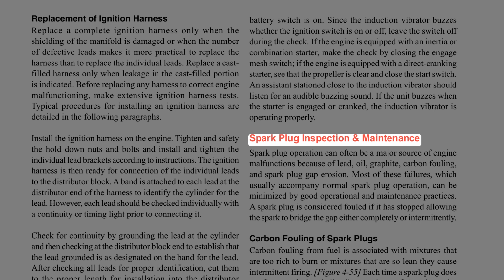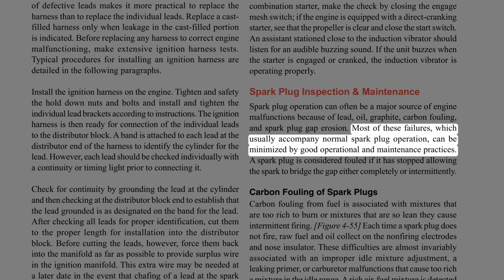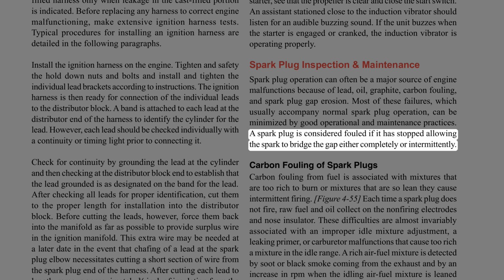Spark plug inspection and maintenance. Spark plug operation can often be a major source of engine malfunctions because of lead, oil, graphite, carbon fouling, and spark plug gap erosion. Most of these failures, which usually accompany normal spark plug operation, can be minimized by good operational and maintenance practices. A spark plug is considered fouled if it has stopped allowing the spark to bridge the gap either completely or intermittently.